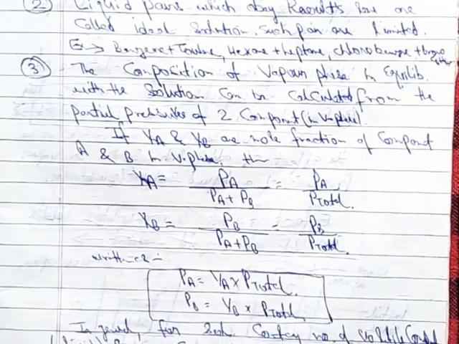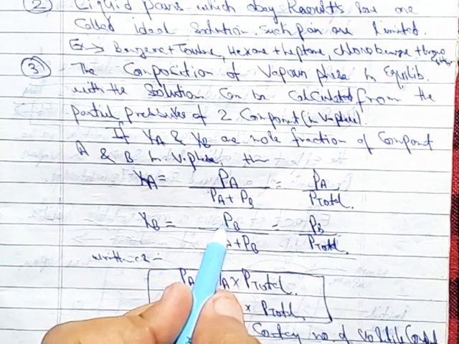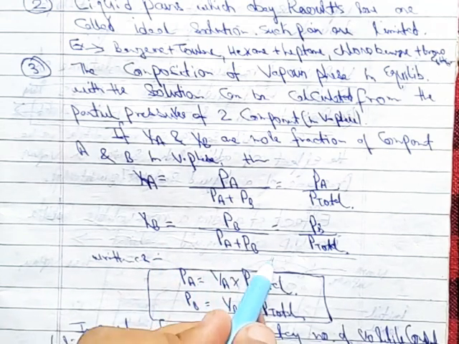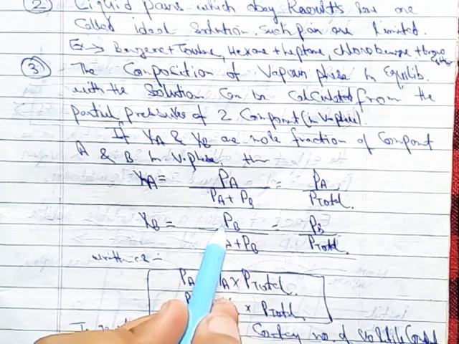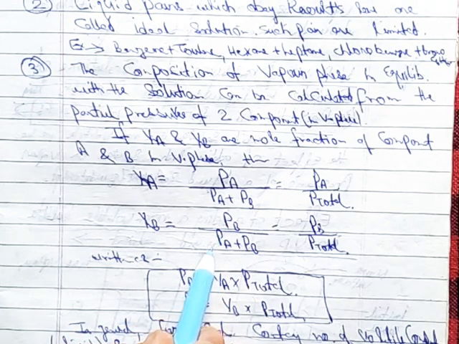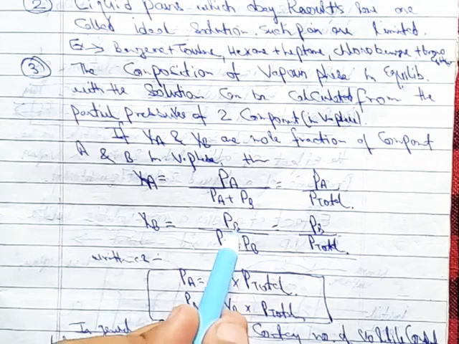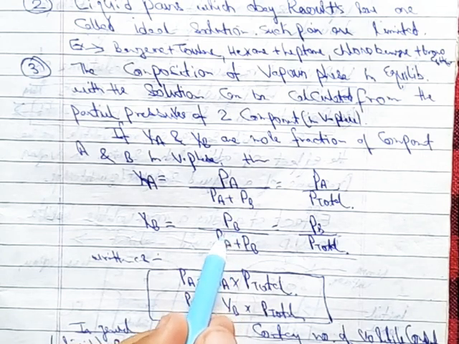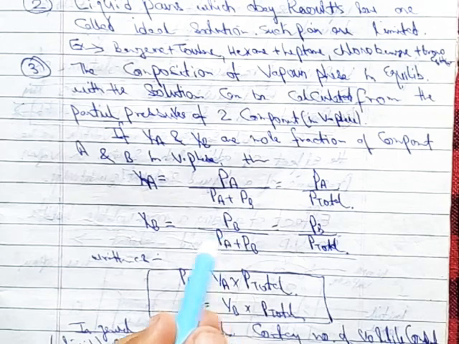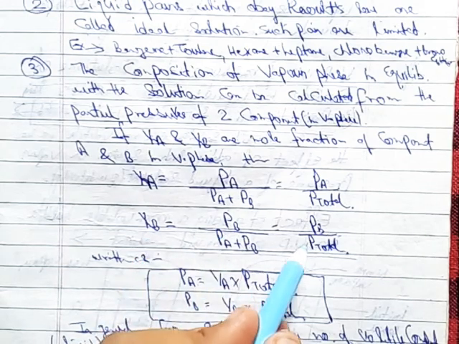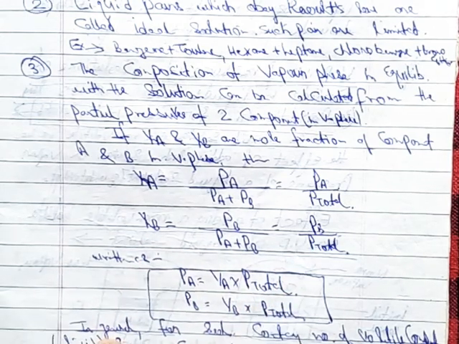Same way, if it is XB, we can write PB divided by PA plus PB. So if it is number of moles, we apply the number of moles. But here we have to see the partial pressure. The partial pressure is given in the question, so we can use the partial pressure value to get the mole fraction. Same way, PB divided by P total will be the formula.